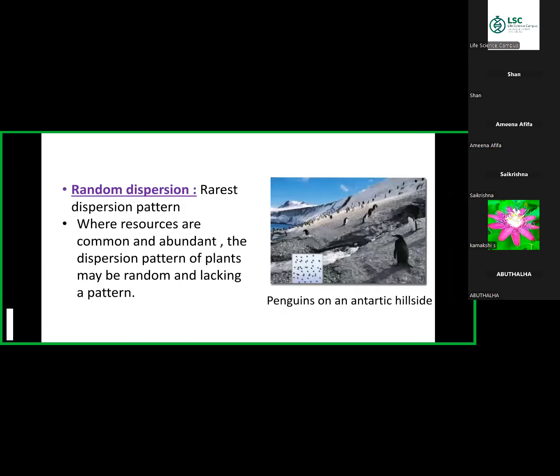And third type is random dispersion pattern. This is the rarest dispersion pattern. So random dispersion is exhibited when resources are common and abundant. When resources are common and abundant, or resources are available for all the organisms present in a habitat, there is no need to keep a distance from each other. That is, there is no need to keep uniform dispersion pattern because resources are available in all the area. So they will exhibit random dispersion.